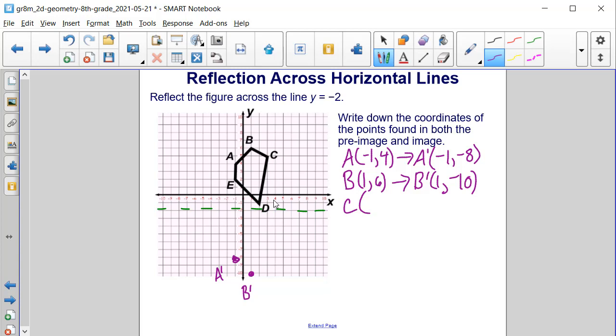Point C is at 3, 5. And let's count to figure out what the coordinates of C prime will be: 1, 2, 3, 4, 5, 6, 7. Here's where C prime is going to be, which is at 3, -9.